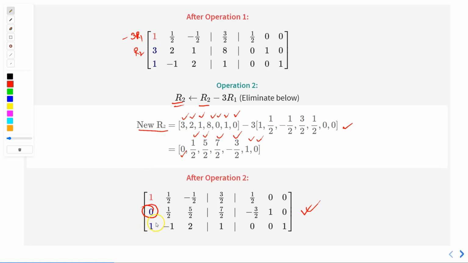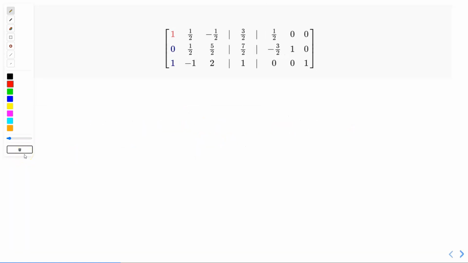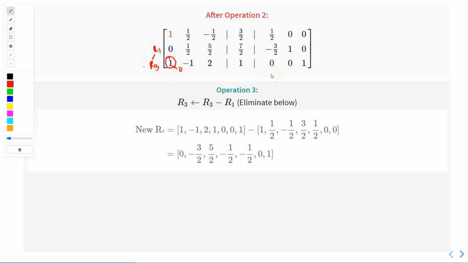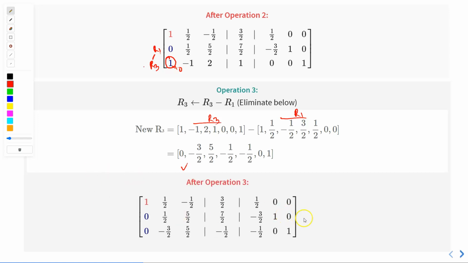Now the next target is to make this element 0. For that I am going to do operation 3, which is R3 minus R1, because I am going to make this 0. If I do that, this will be 0. So this is R3 and this is R1, and just simply subtract. I'll get new R3: 0, minus 3 by 2, 5 by 2, minus half, 0 and 1. Now if I plug in that new R3, my matrix will be like that.